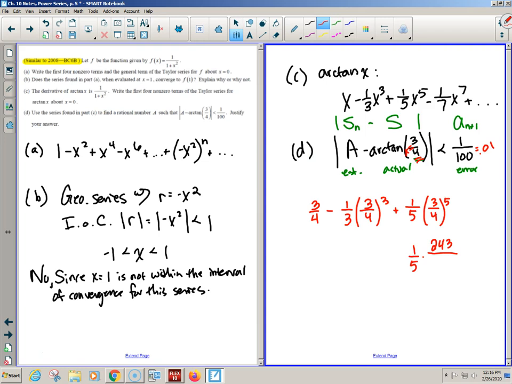Once again, if you don't believe me, this is question 6. Question 6 is a non-calculator question. Only questions 1 and 2 were calculator, right? Maybe 1 and 2 and 3. Okay. So we have 243 all over 4 and 4 is 16.